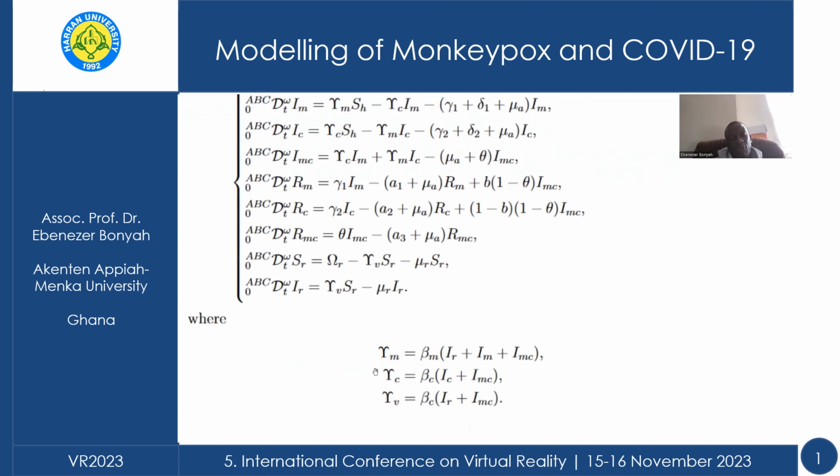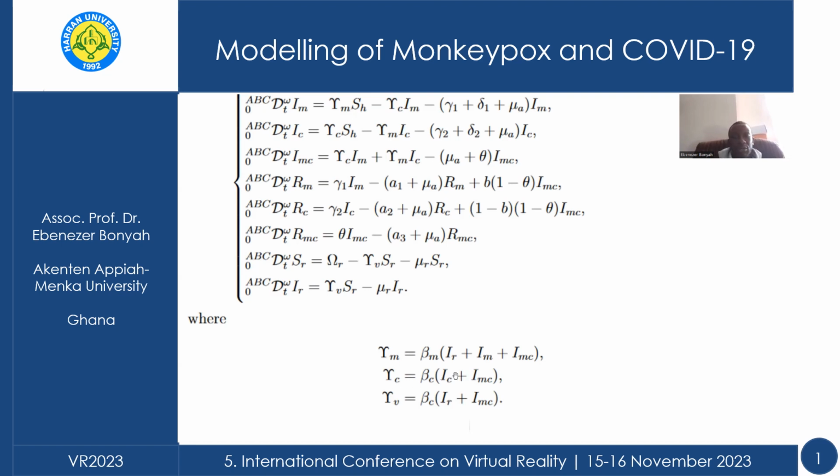So remember, I told you the force of infection. So the force of infection for monkeypox, this is beta subscript M. This is individual rodents infected. This is humans infected. This is humans infected with both diseases. So if a susceptible human interacts with any of these compartments, they get infected and they have what? Monkeypox.